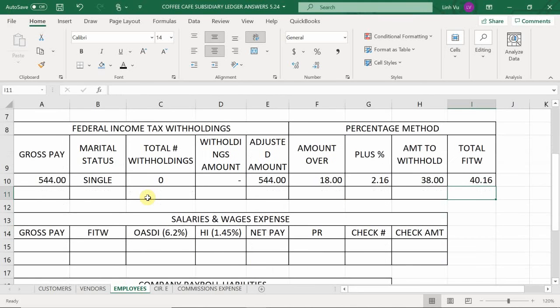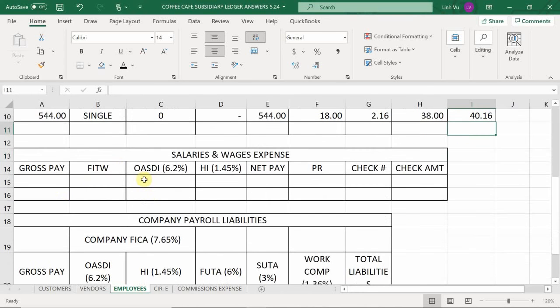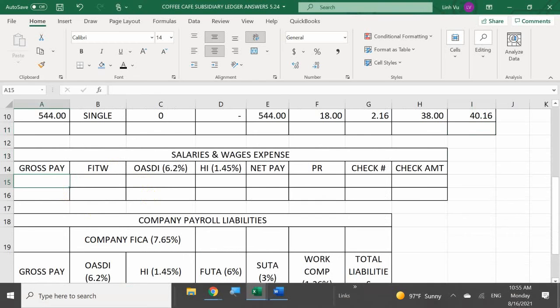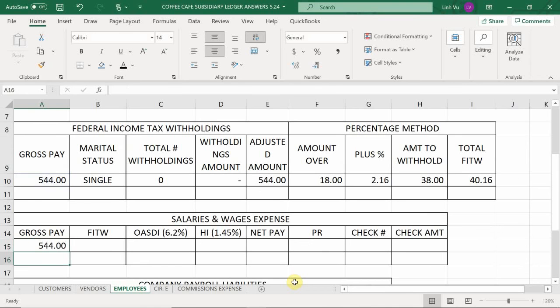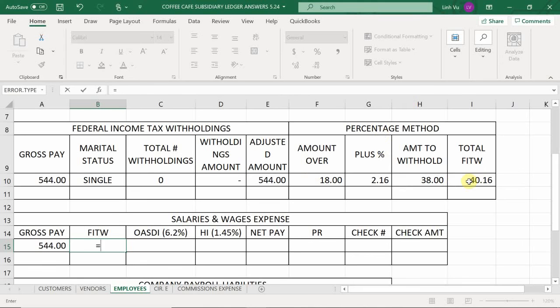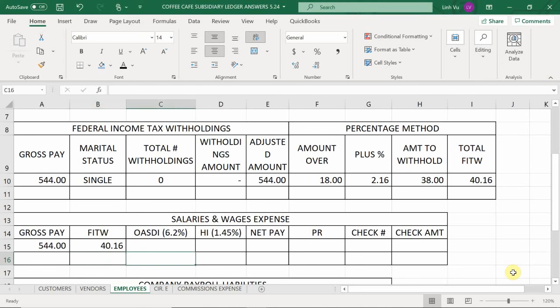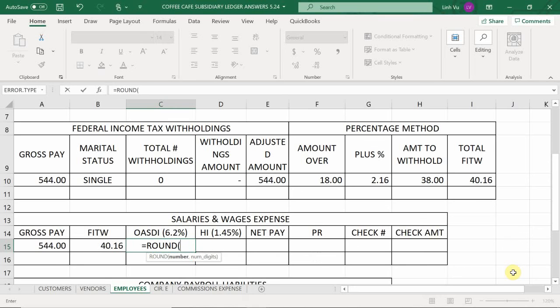So now we need to also solve for the rest of the stuff. Her gross earnings is 544. Her total federal income tax withholdings was $40.16. So in this case, what is going to be the amount of Social Security that Irene is going to be subject to be contributing to? How much is that going to be?